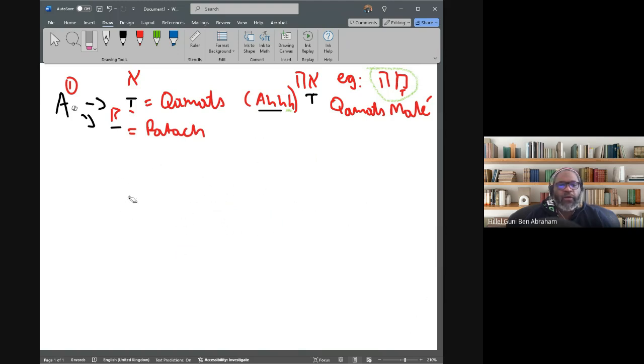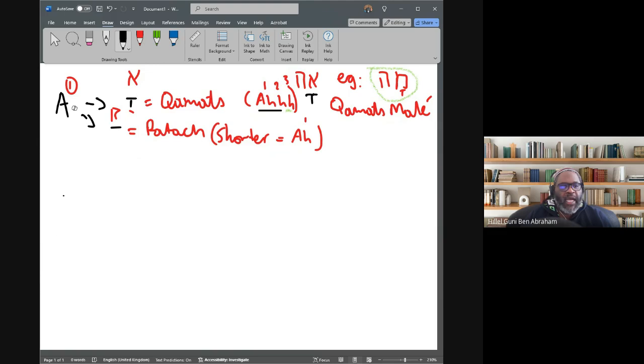Okay, so we have a patach. Now you know that a patach is also an A sound, but patach is a shorter sound, shorter than kamatz. What does it mean? You see, my kamatz has two H's. Kamatz maleh, which is complete, has 3 H's. But patach is an A sound with only 1 H, which means it's shorter. You understand?